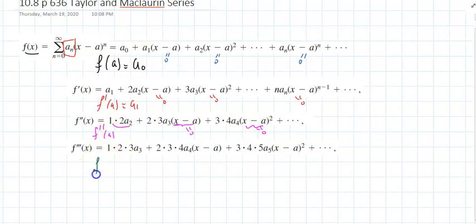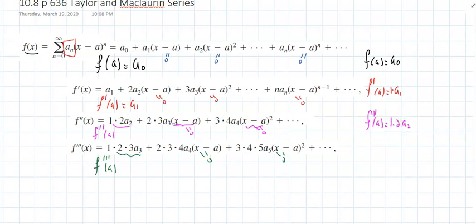And if I take f triple prime of a, I'll get that. That will be 0. That will be 0. So this is what I'm getting. I'm getting f of a to be a sub 0. F prime of a will be a sub 1 times 1 if you like. F double prime of a will be 1 times 2 a sub 2. And f triple prime of a, that will be 1 times 2 times 3 a sub 3.